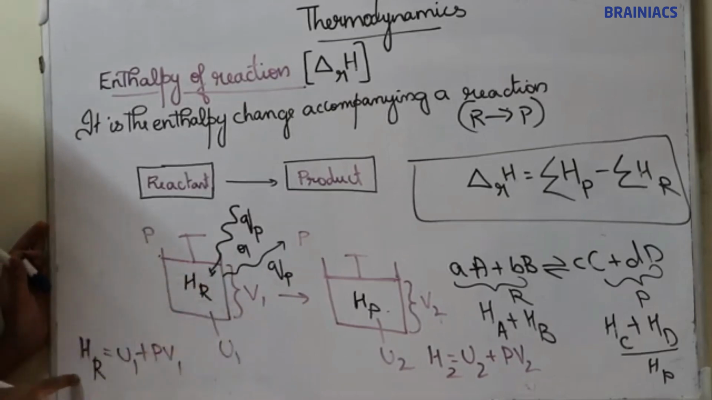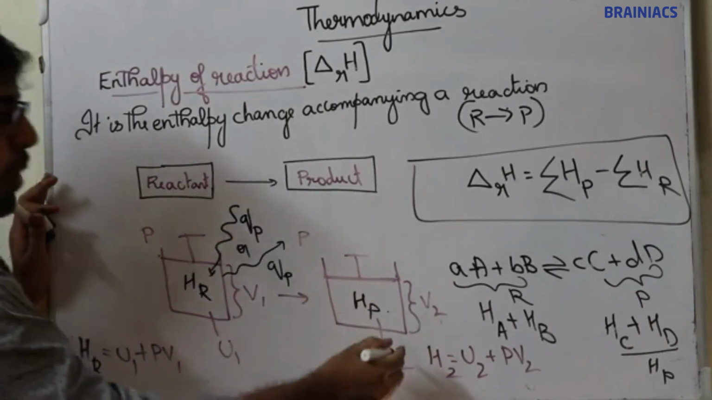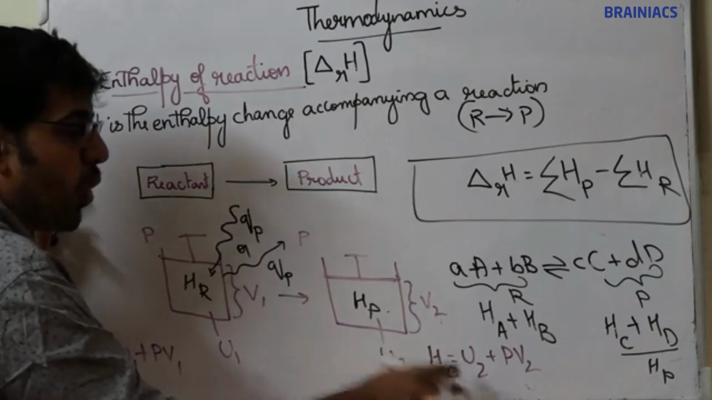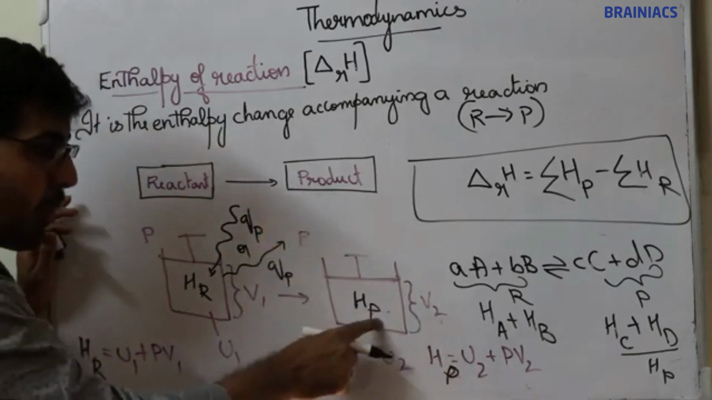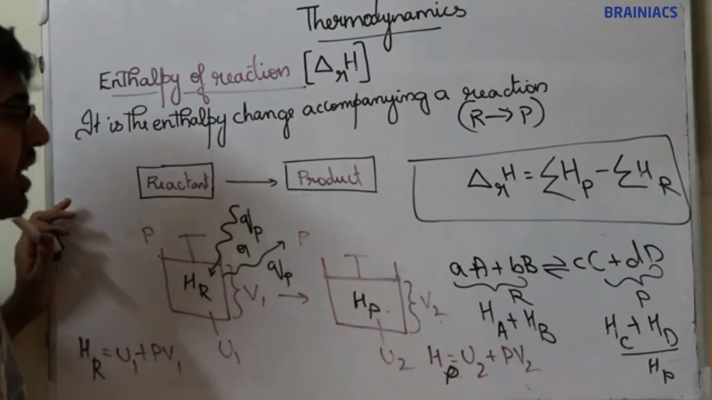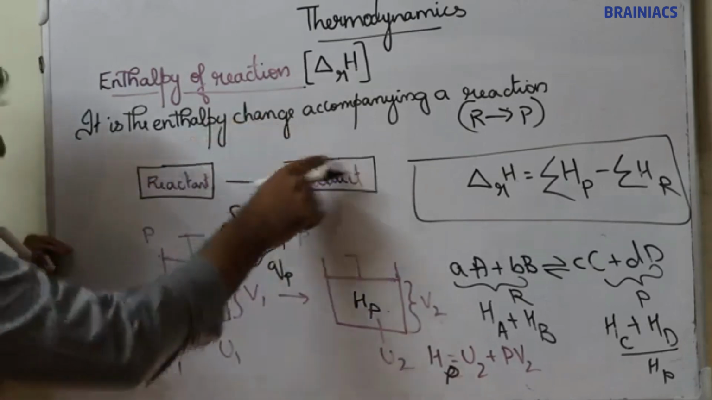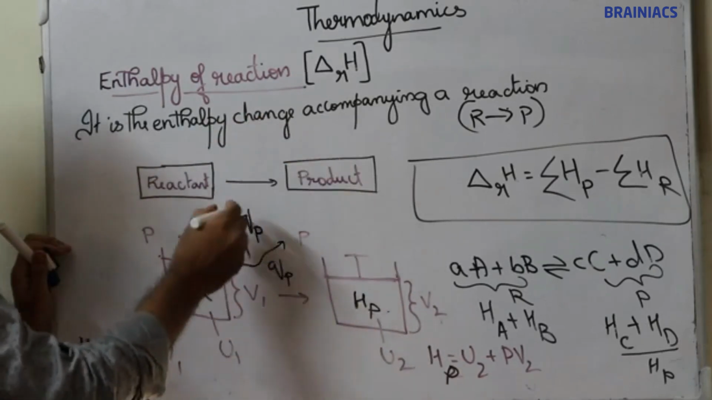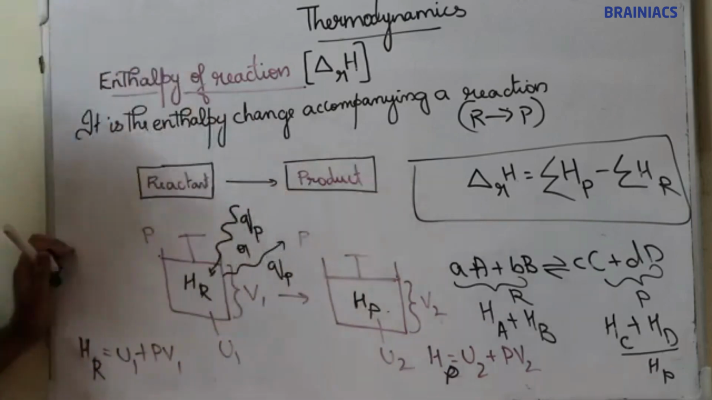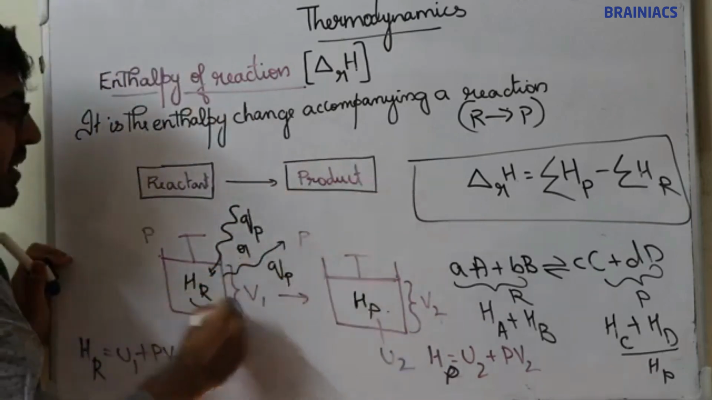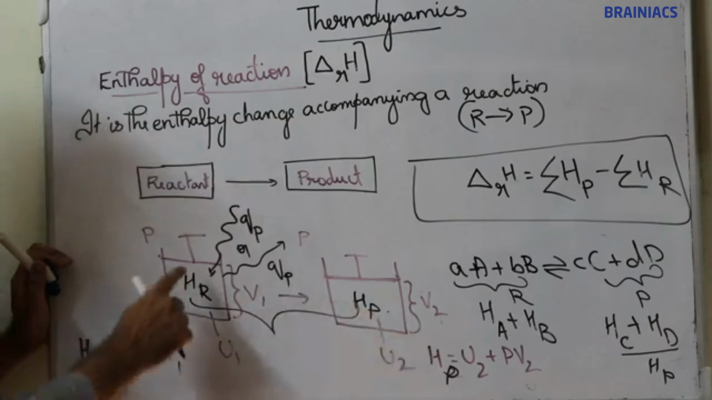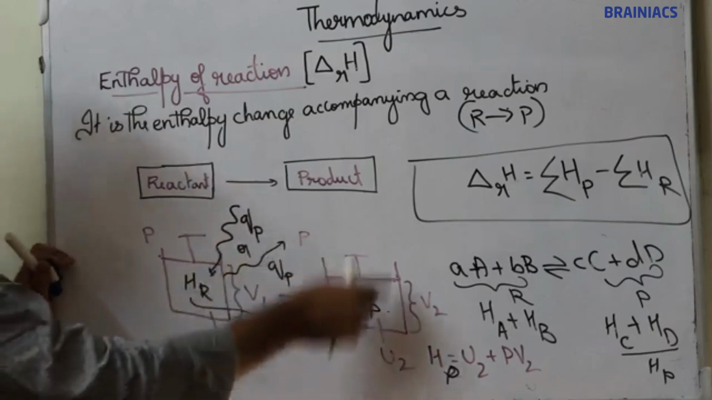Let the enthalpy of reactant be H1 or HR. Let the enthalpy of product be H2 or HP. Now when a reactant converts to product, there is a change in enthalpy due to absorption or release of energy. There is a change in enthalpy when a reactant converts to product.